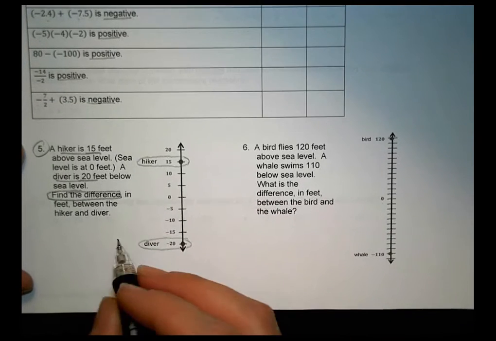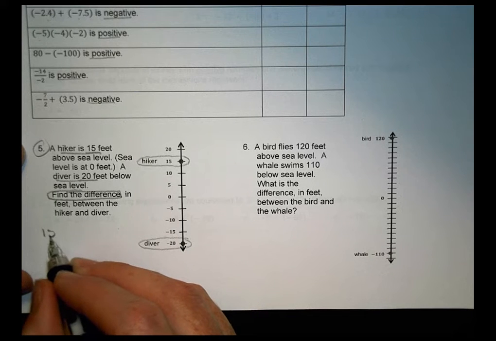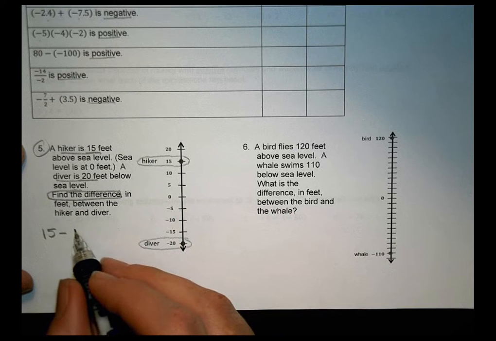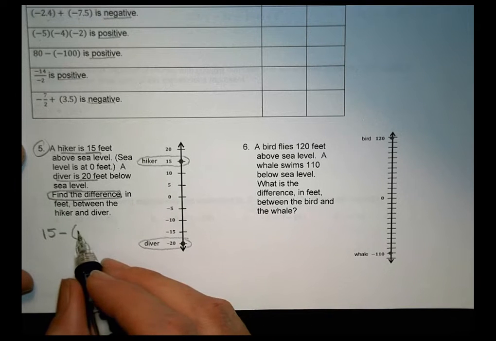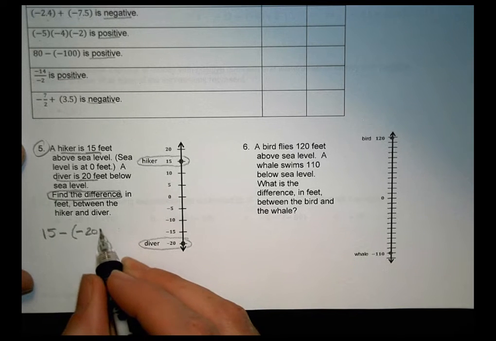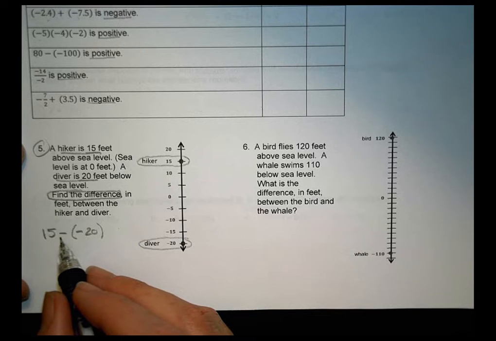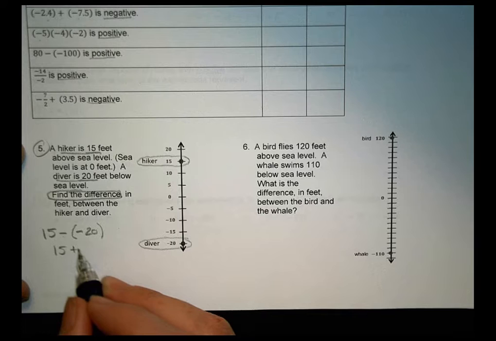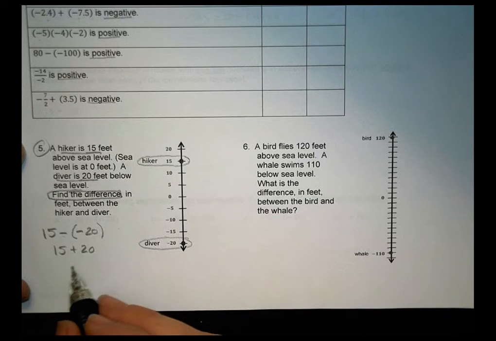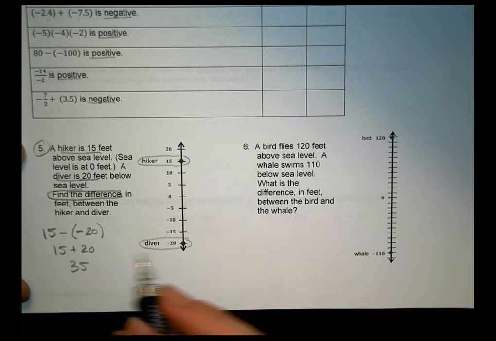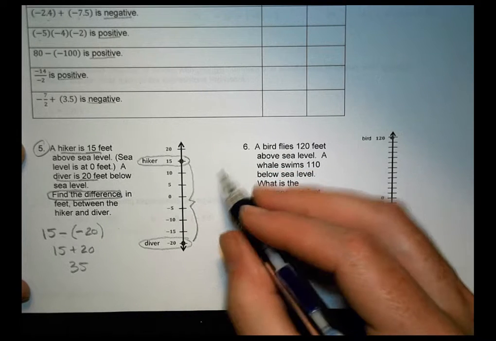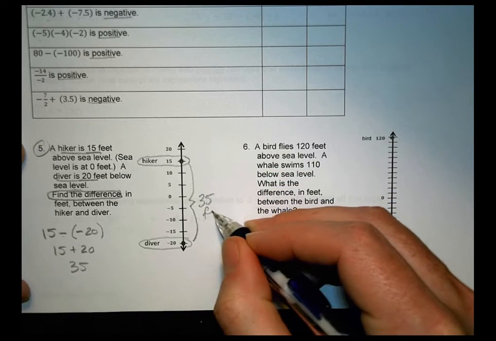So the difference in feet is going to be taking our 15 of the hiker, and difference means to subtract, and we're going to subtract the distance the diver's at, which is negative 20 feet. That's his distance. And subtracting a negative number is the same as what? Adding. And 15 plus 20 is 35. And so the distance between here and here is 35 feet.